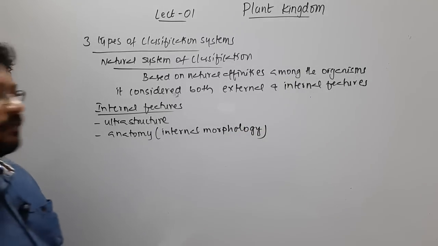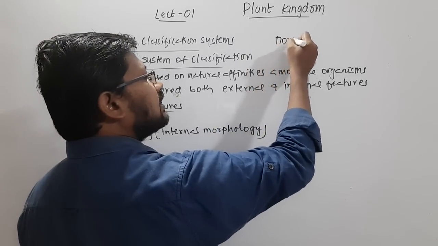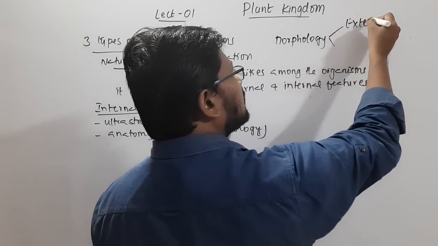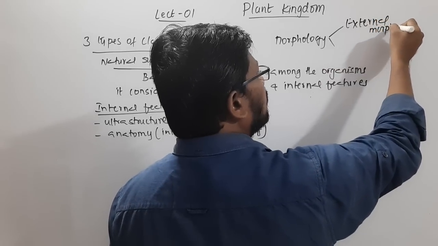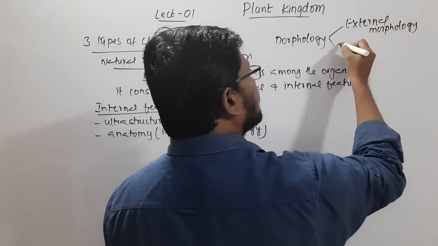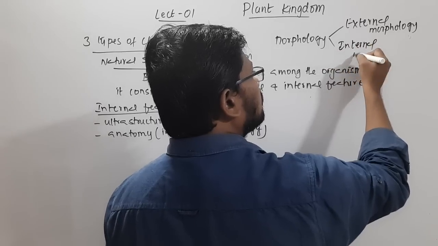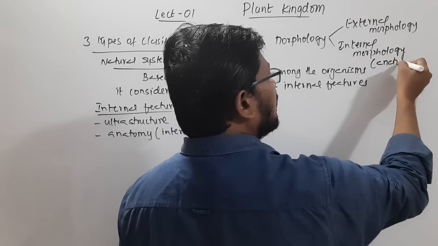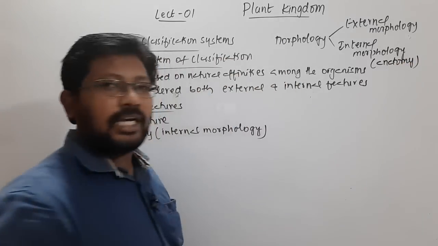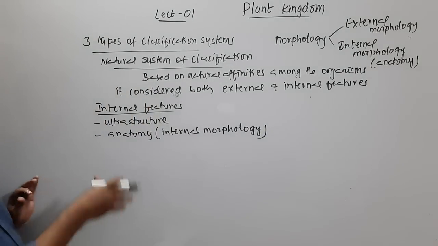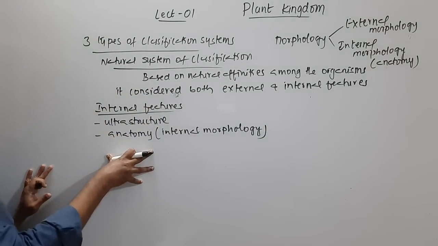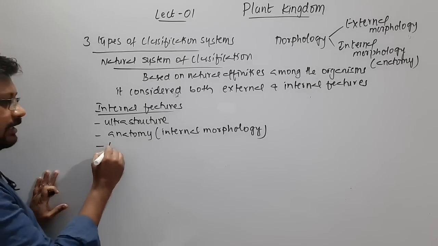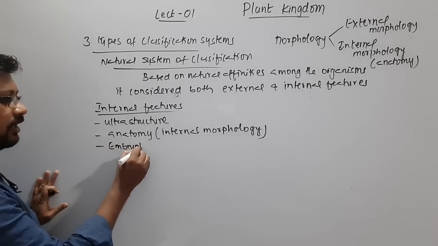So of course we divide this morphology into external morphology and internal morphology. This internal morphology is called anatomy. So the types of tissues that are present, that comes under this anatomy. Okay, so they have considered anatomy also, and then even they have considered embryology.